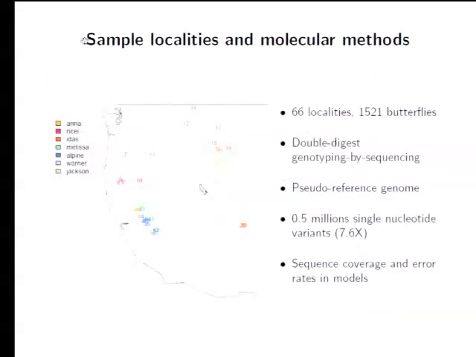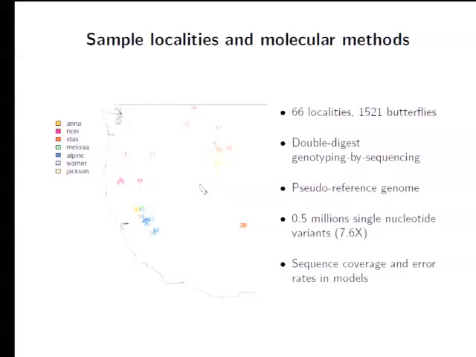Many of the results I'll show you come from one data set, so I'll talk about that data set for just a second, and I'll point out where I'm pulling in other data sets as we go. The main data set has samples of butterflies from 66 localities. That includes all three of those nominal species plus those putatively admixed lineages, 1,521 butterflies total. The data set is a double digest genotyping by sequencing data set.